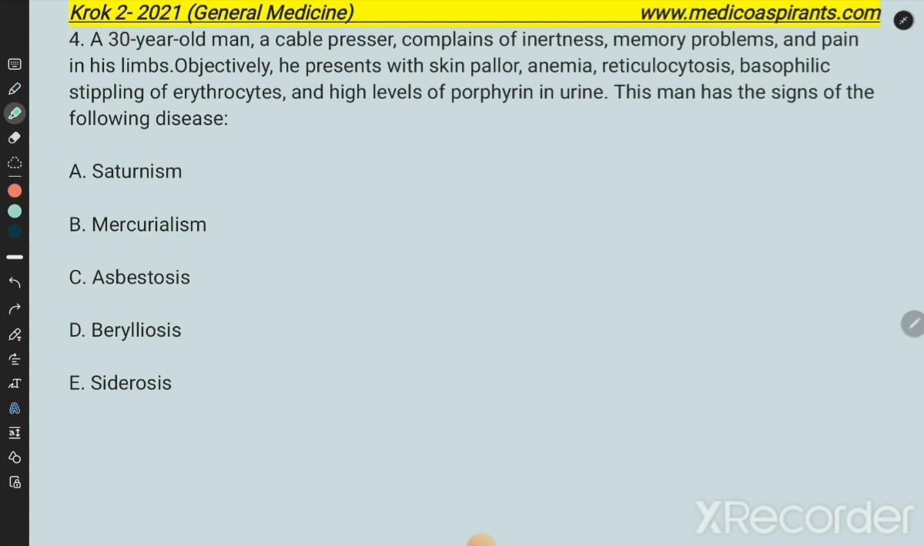Okay. So here, a 30-year-old man, a cable person, complaining of inertness, memory problem, and pain in his limb. Objectively, he presented with skin failure, anemia, reticulocytosis, and basophilic stippling of the erythrocytes, with a high level of porphyrin in the urine. The man has signs of the following disease.